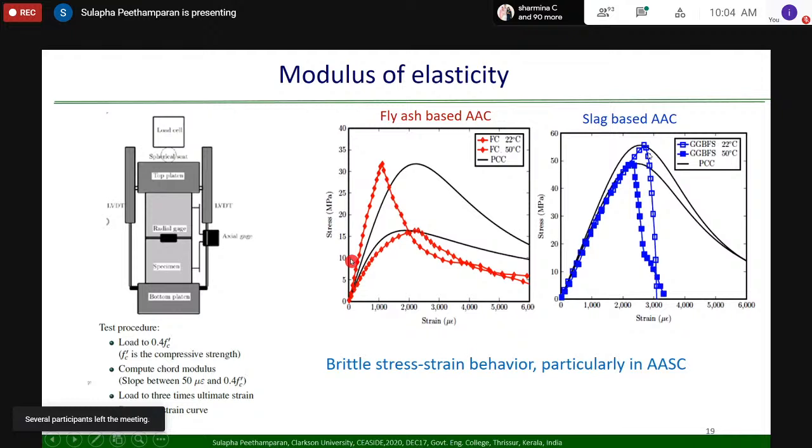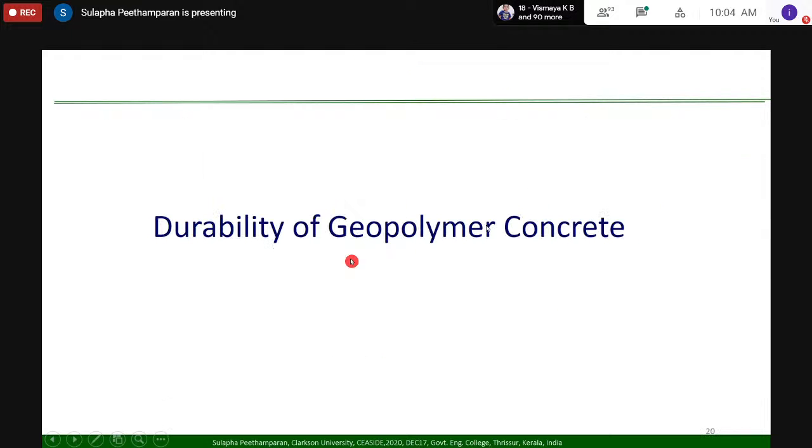So we have the option to increase the toughness if we want to, by adding polymers or fibers in this concrete. You can do that in the geopolymer concrete as well.